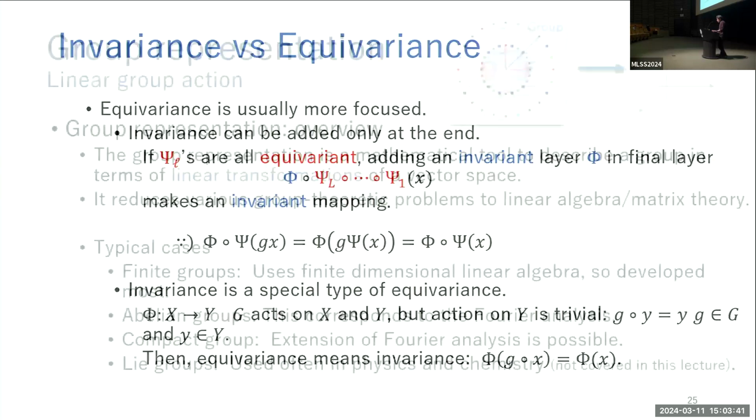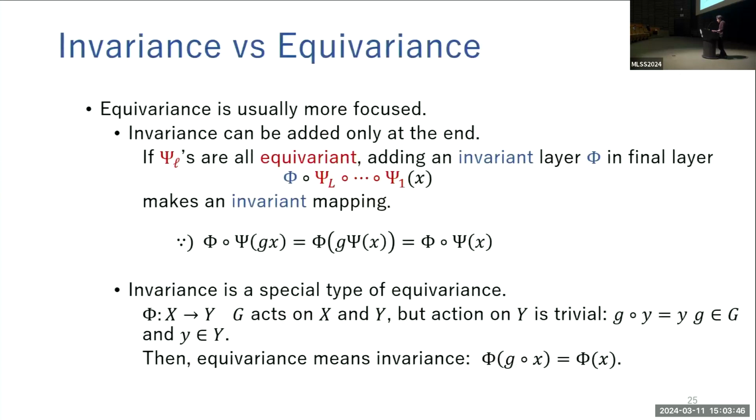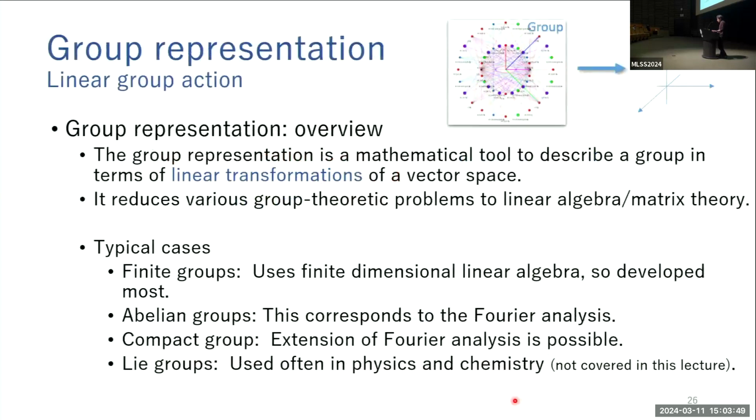And let's consider the equivariance. And before talking about the group convolutional neural network, I would like to introduce another notion which is very useful in developing machine learning methods. That is called group representation. This is perhaps the final part of the group theoretical part 1 in the first half of my lecture. So the group representation is simply the linear group action.